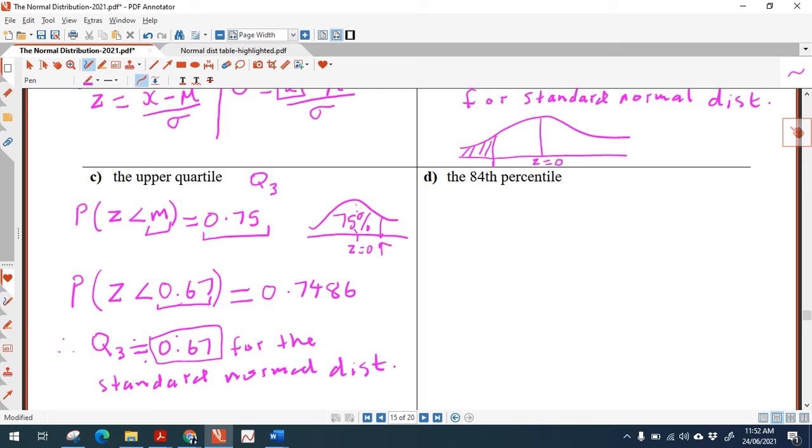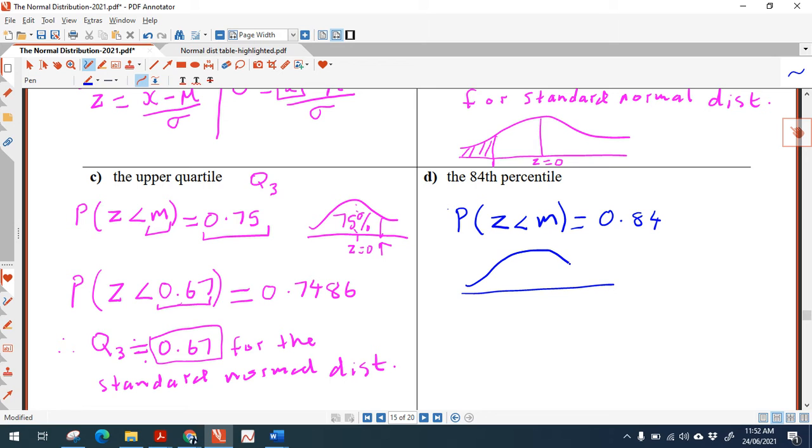All right, now let's look at the next one, which is the 84th percentile. Let's try that one. I want to find the probability that Z is less than M, where M is my 84th percentile in this case. The 84th percentile is 84%, which is just 0.84.